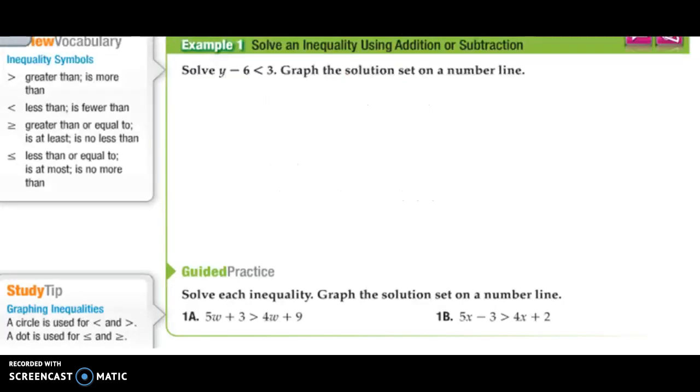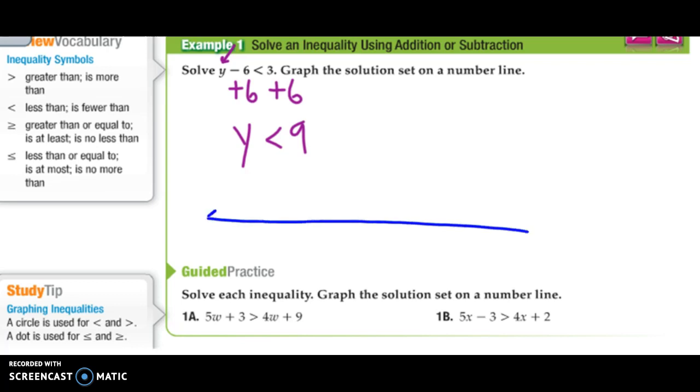So if I look at this one right here, example 1, it says y minus 6 is less than 3. So what we have to do is I want y by itself right here. Okay? And so if I'm going to do that, I need to undo or get rid of the minus 6. So the opposite of subtracting 6 is adding 6 to both sides of my inequality symbol. This is the less than symbol. Okay? So we'd end up getting y is less than 9. So for any value less than 9, I can put into this equation and it remains correct.